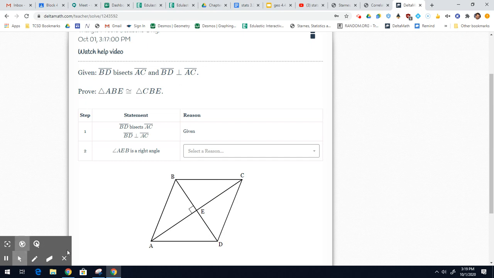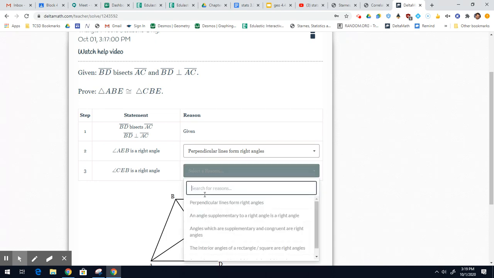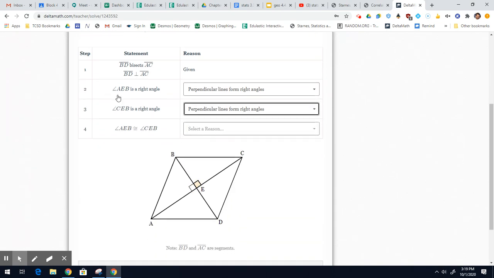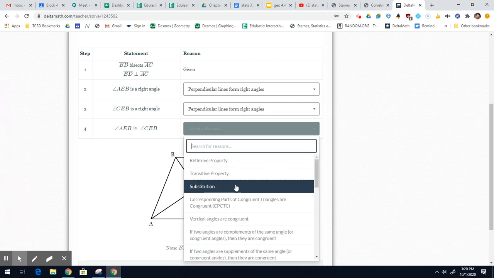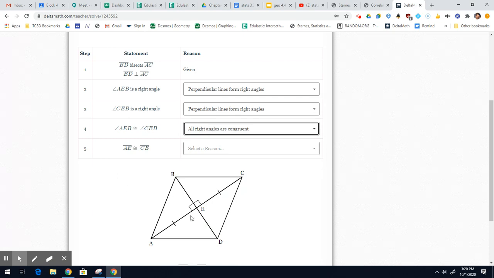Okay, so they're saying that angle AEB is a right angle. Sure, that's from the perpendicular lines. So we find perpendicular lines from right angles. Same thing with CEB. That's this right angle here. Yes, perpendicular lines. Good. So now we're going to say those two angles are congruent. Again, we're not going to use HL. If we were going to use HL, we say those two triangles are right triangles. But we're going to say those two angles are congruent. And there is a reason that says all right angles are congruent. So there's our right angles.